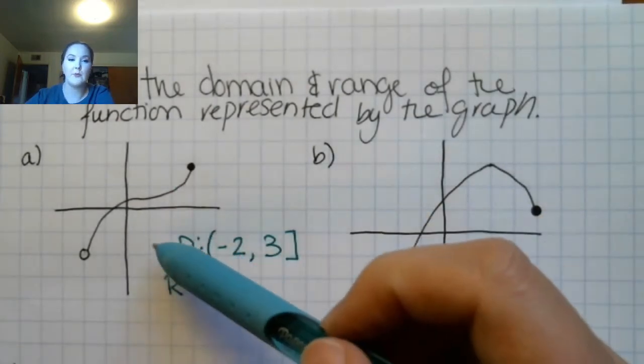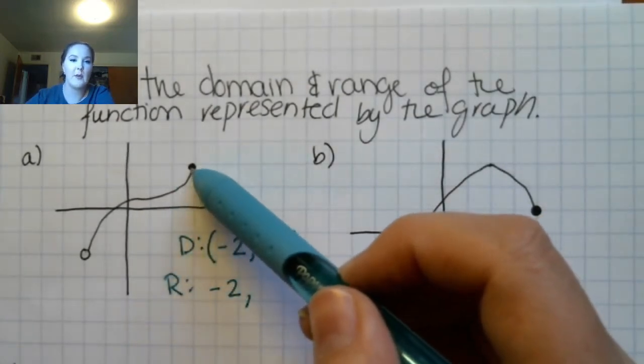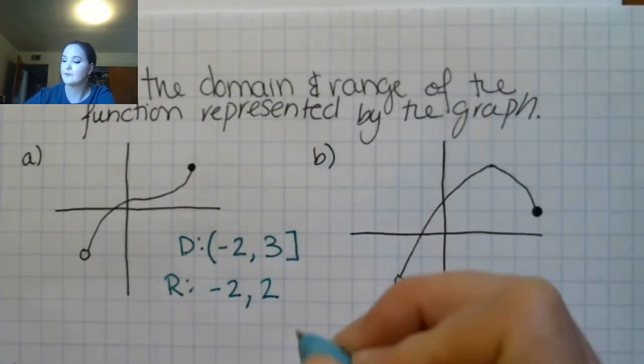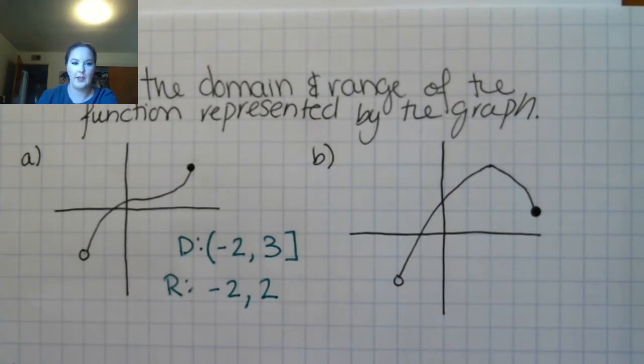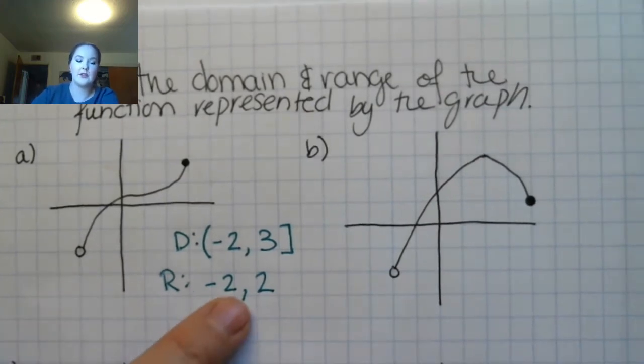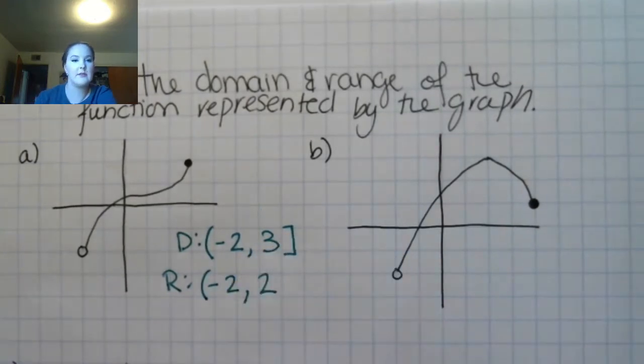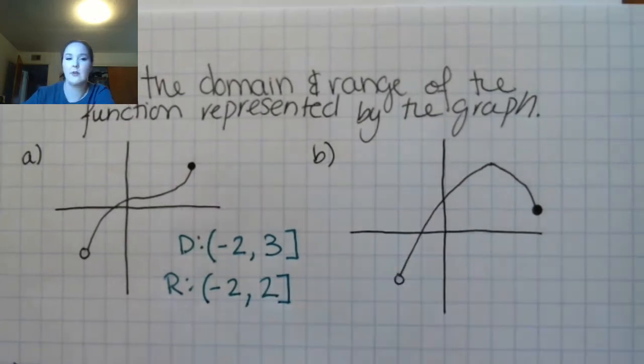Then I'm going to move up until I get to the top of my graph, which is here at +2. Again, this point that associates with the -2 is open, so we're going to use parentheses. And this one is included, so we're going to use brackets.